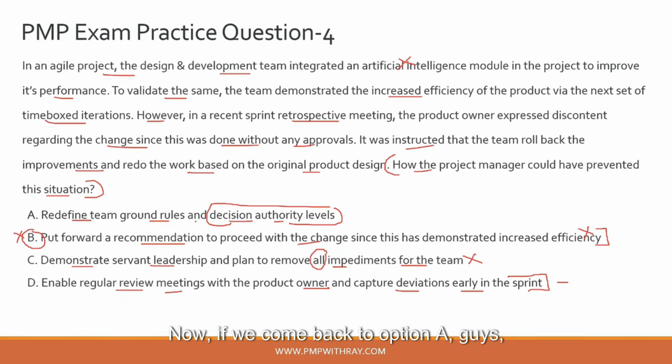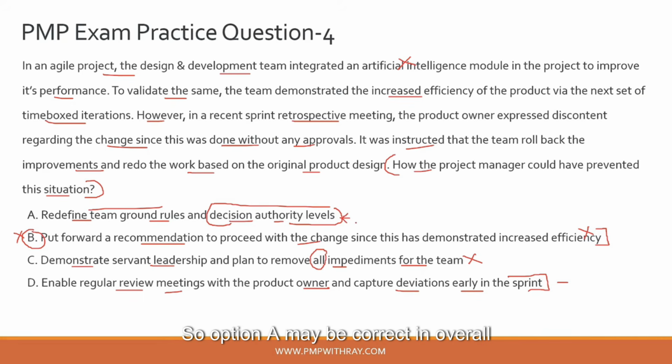Now, if we come back to option A, guys, redefining team ground rules and decision authority levels is a very broad option, because team ground rules can mean hundreds of things, right? It can talk about the meeting procedure. It can talk about how a team should be planning leaves between themselves. It can talk about how a team should be communicating within themselves, etc. And the same goes for decision authority levels. So in your PMP exam, you will often get such broad options which will talk about definitely some good practices in project management, but those may not be relevant to the scenario.